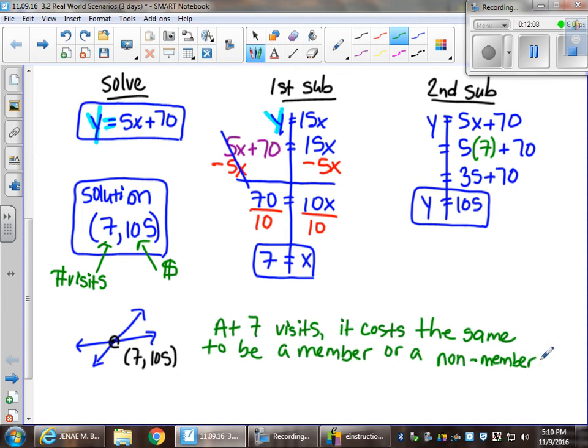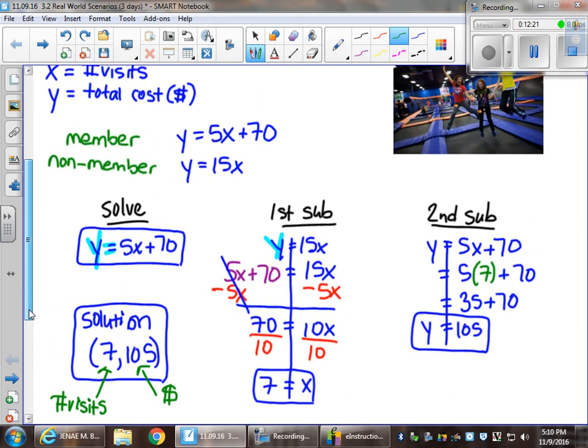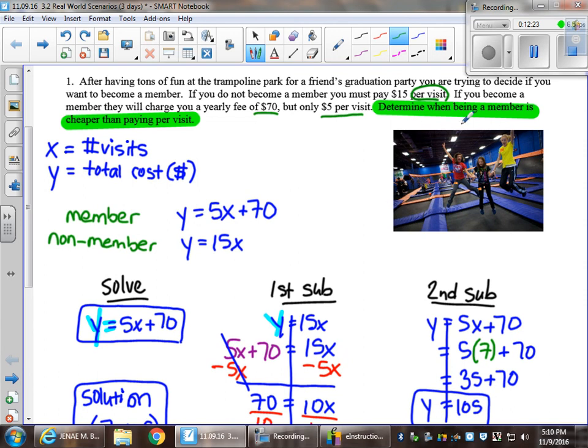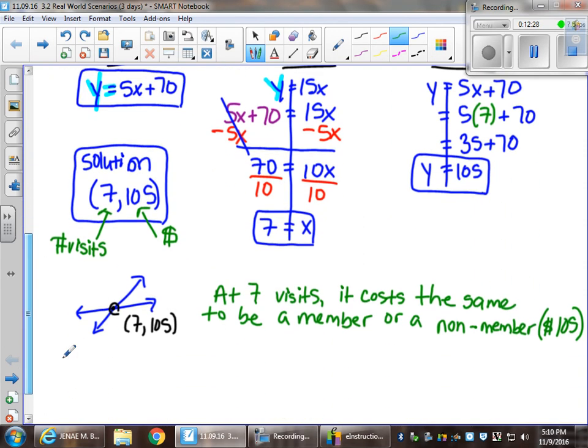And in parentheses, we could put that equal cost. So if you go exactly 7 times to this place, it doesn't actually matter whether or not you chose to be a member or not. It would cost you the same. So then we still need to answer the question, determine when being a member is cheaper than paying per visit. So at 7, you're the same.